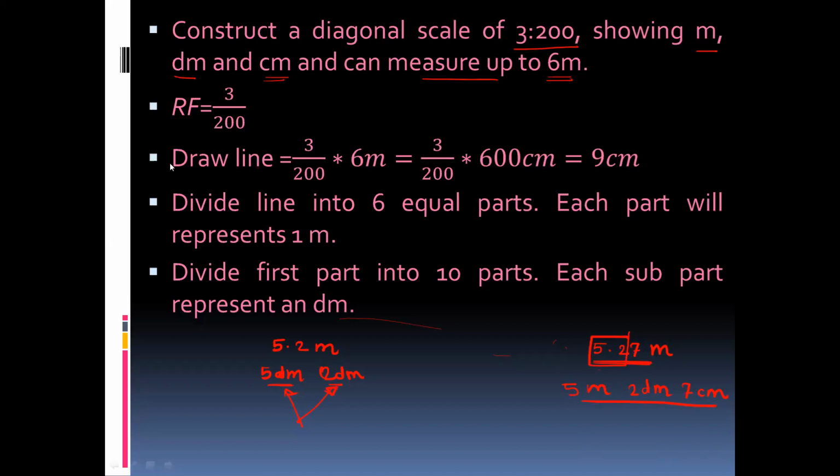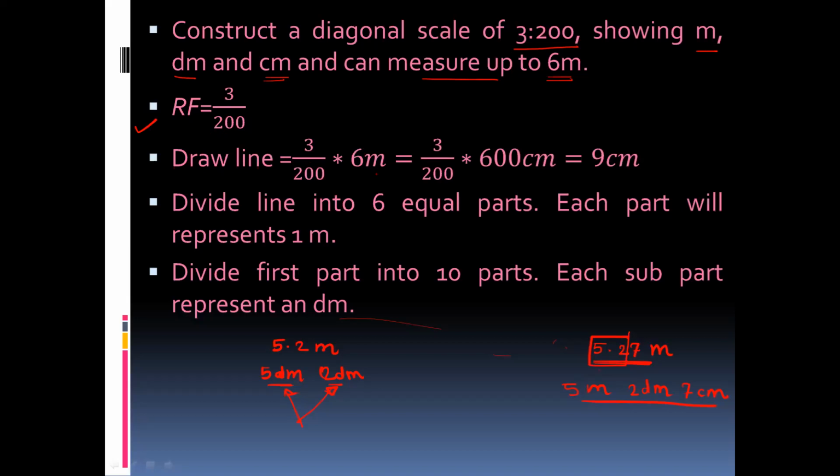So first step is the same, we have to find out the representative fraction. So this is equal to 3 is to 200, so it is equal to 3 upon 200. Second is draw the line. So we have to represent that 6 meter. So this is the actual length, by using a graphical length.